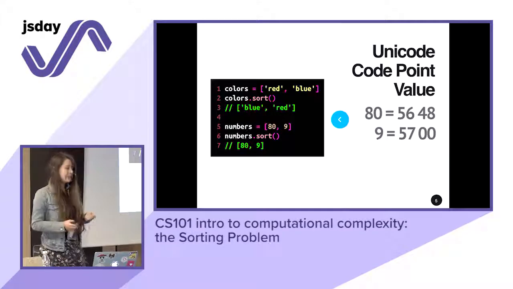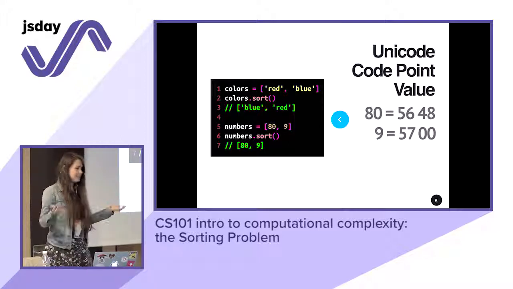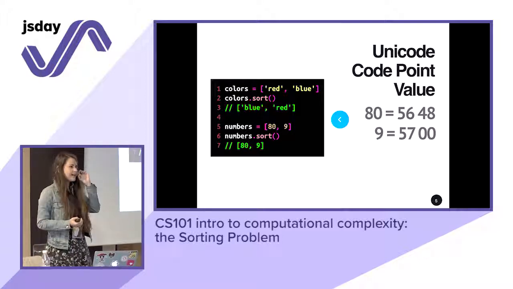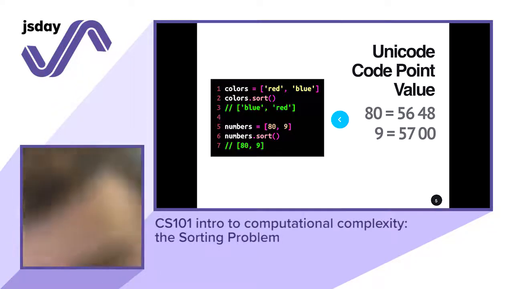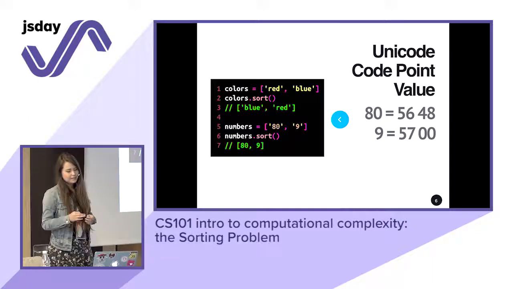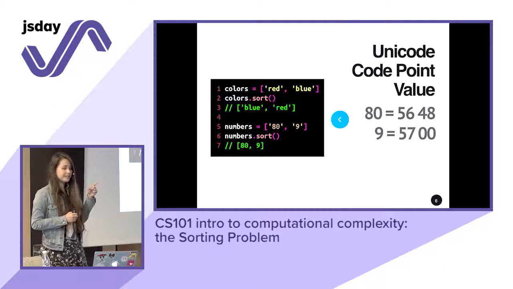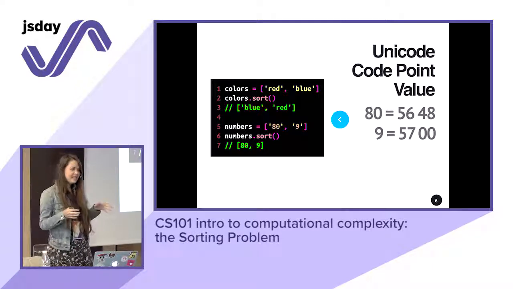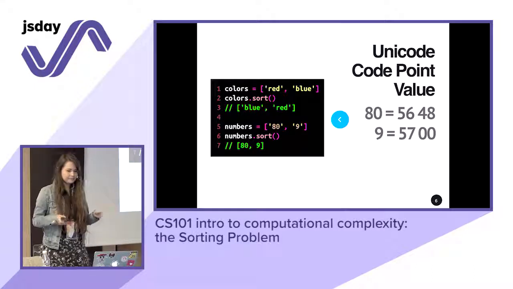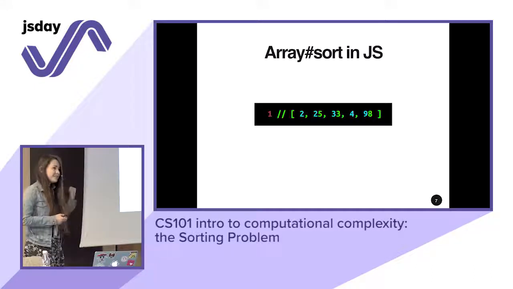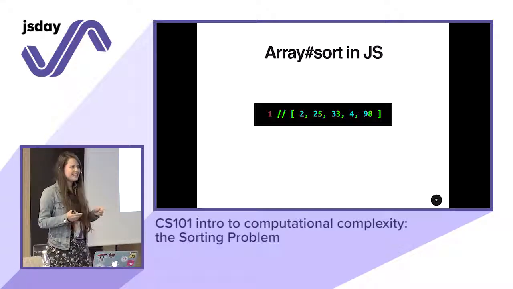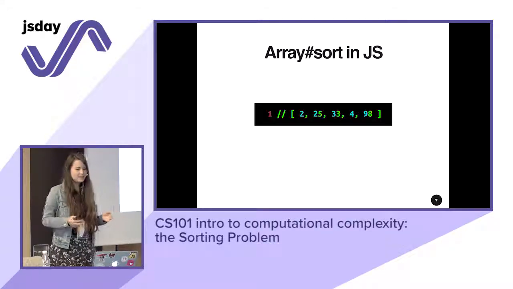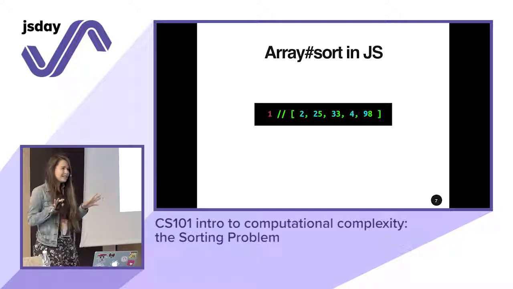So in this example, we have a colors array with red and blue. If we call the sort method, we have blue coming before red because it's an alphabetical sort. But in the case of the numerical array, if we call the sort method, this will be the exact same thing as if we call the sort method with that array and those numbers as strings. Now you might have noticed that 80 has a smaller code point value than 9. In a simpler way, we can just say that 80 is lexicographically less than 9. Now, in the previous example that I showed you, 25 and 33 are indeed lexicographically less than 4, sorry. So it starts to make a little bit more sense.